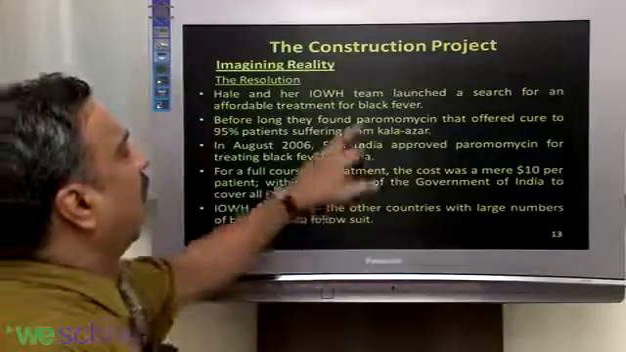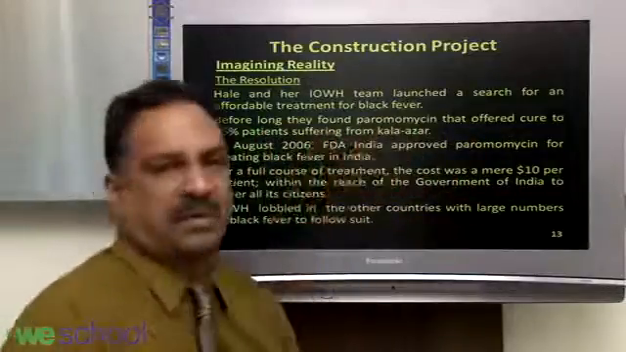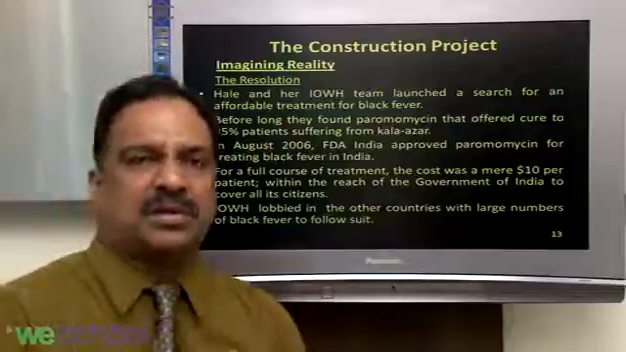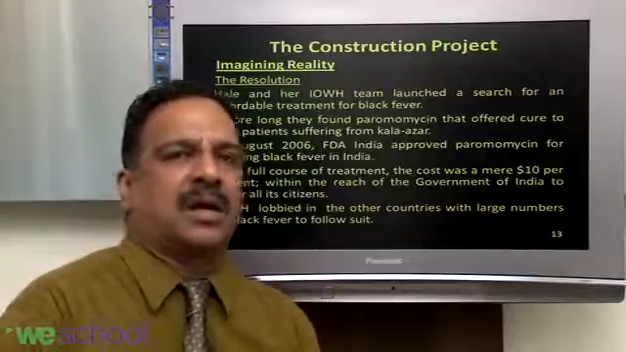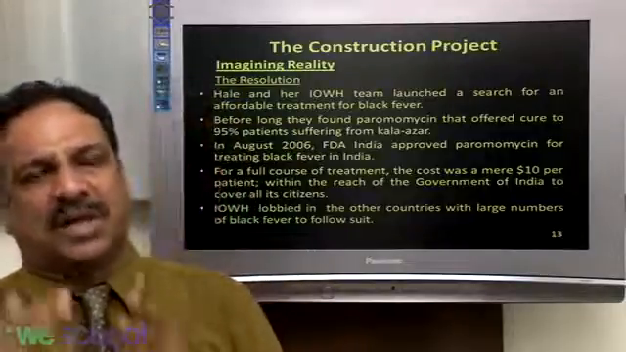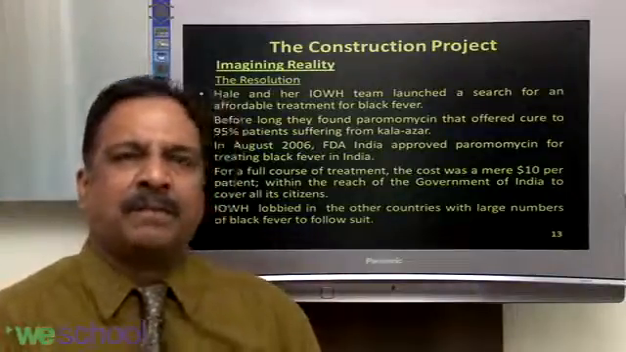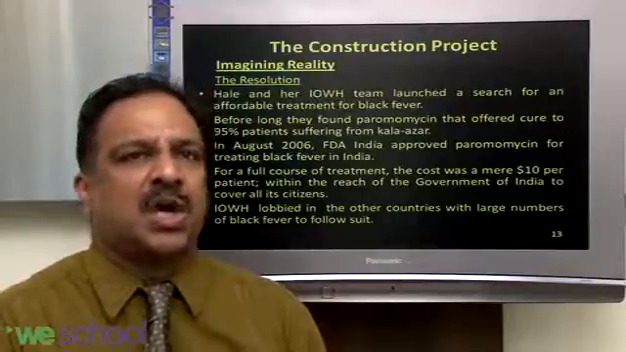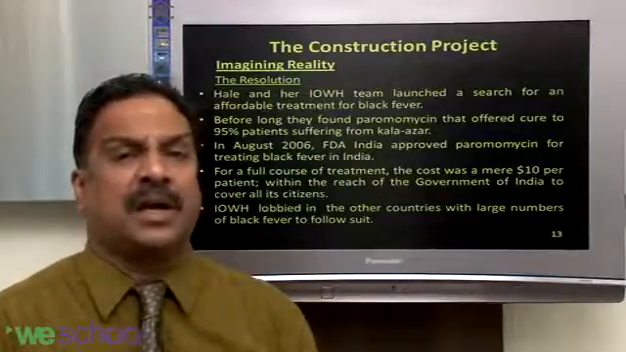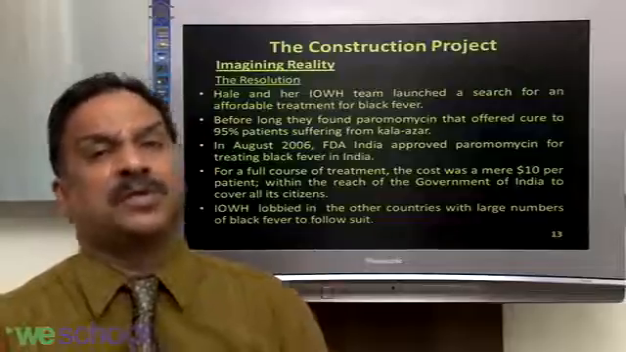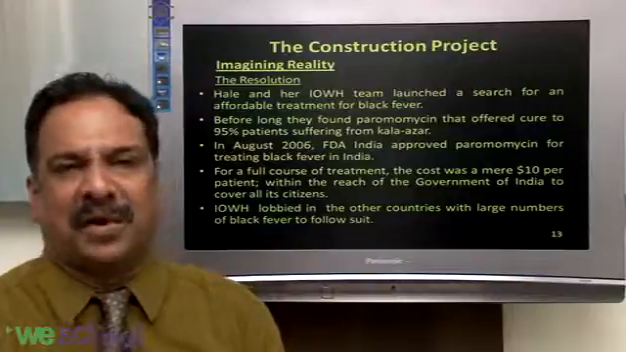Before long, they found paromomycin, which offered a cure to 95% of patients suffering from Kala Azar. This drug was produced as a new drug with an optimum R&D investment. Not more, not too less, but exactly what was required. So even the process of research and development could be optimized in such a way that the cost to the company is not very high. So when my cost is not very high, I can afford to sell it at an affordable price to the people who want it. So we are relooking at the whole thing from a different paradigm, a different angle altogether, right?